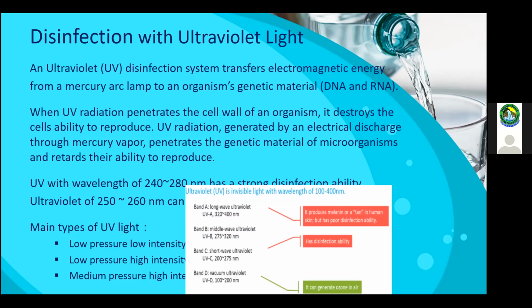It doesn't have a strong disinfection ability. Similarly for band B, which is between about 275 to 320 nanometers. Band C, which is shortwave ultraviolet light, between 200 and 275 nanometers, has some disinfection ability. So that is the spectrum or wavelength of UV light that can do this disinfection. And band D, which is between like 100 to 200 nanometers, basically generates ozone in air.